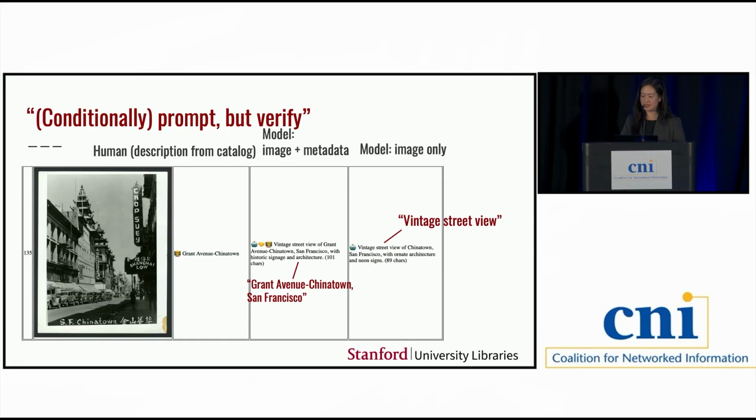In another image from that same collection, the original human description says Grant Avenue, Chinatown, which gives us place information but not much visual context. The model then reads the text on the bottom edge of the photograph that places the image in SF Chinatown. This is an example of what we were saying about the model having a presentist bias, because it labels this as a vintage street view with historic signage, which of course would not have been accurate when the photograph was actually taken. But vintage street view of Grant Avenue, Chinatown, San Francisco, with historic signage and architecture is not too bad as alt text.